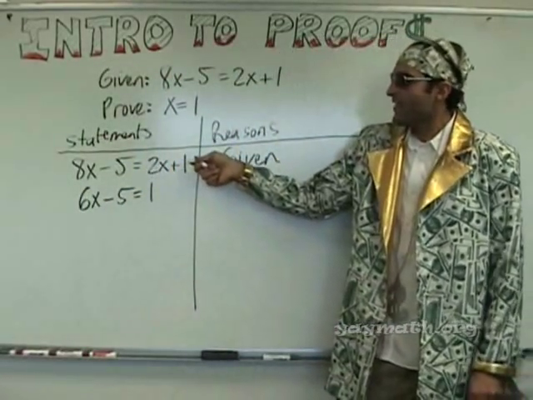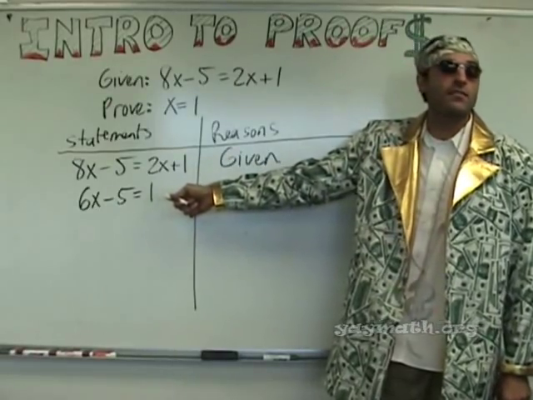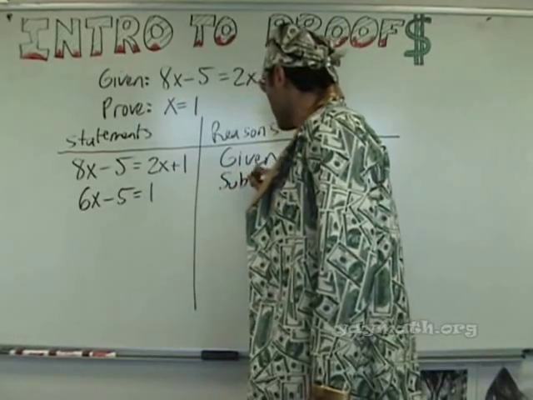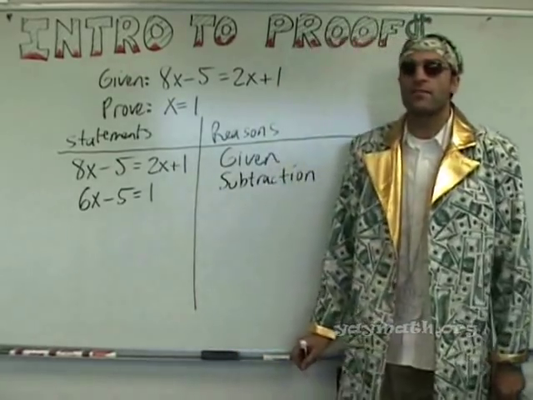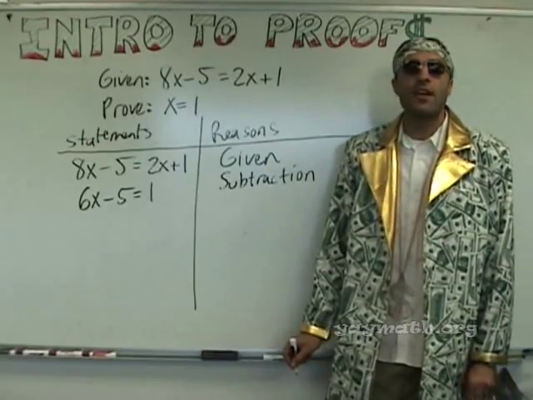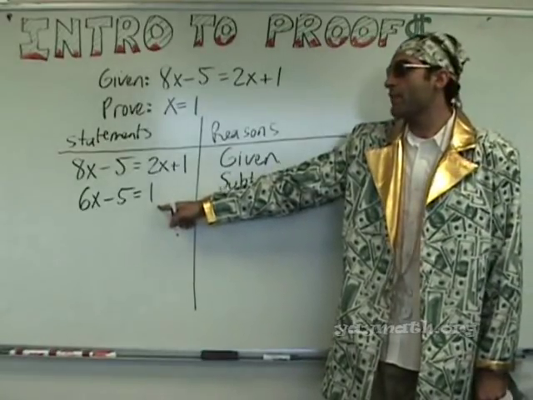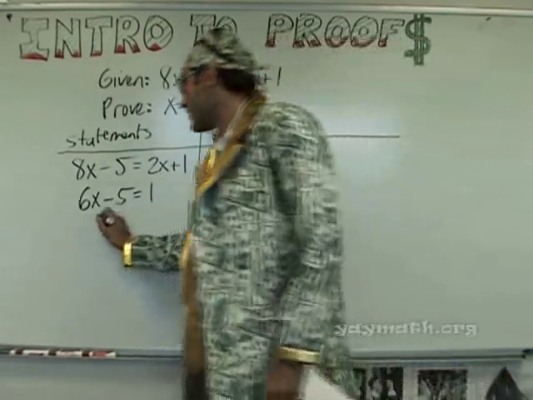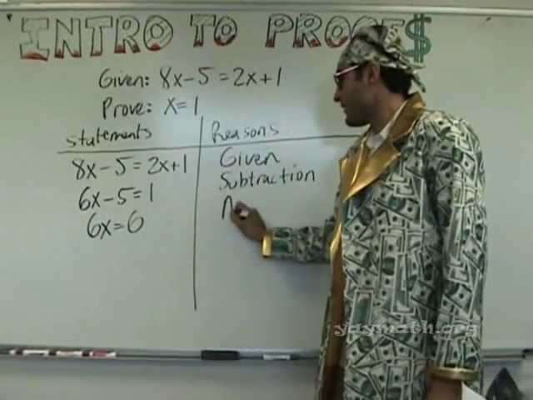Okay. This statement to this statement, what changed? 2x was what? Subtracted. So then we write subtraction property. Okay. Then what do we do to both sides, perhaps? Anyone? Yeah, go ahead. Add 5 to both sides. The result would be? 6x equals 6, correct? And that would be the addition property.